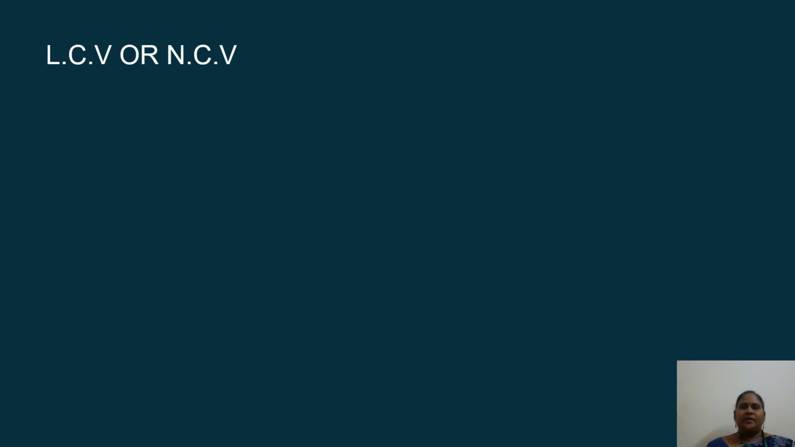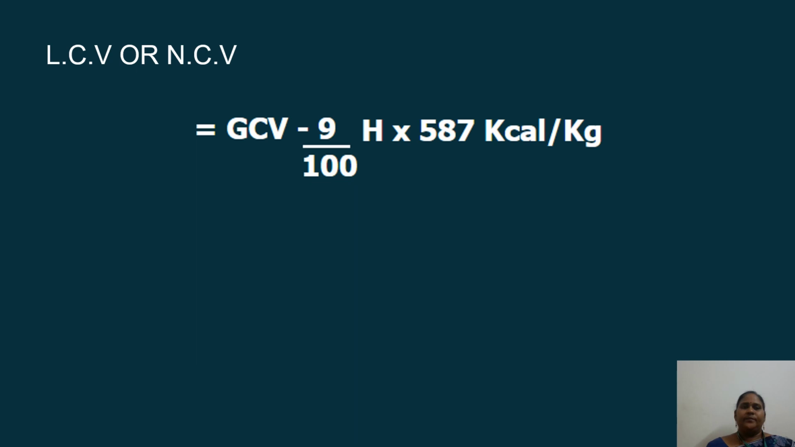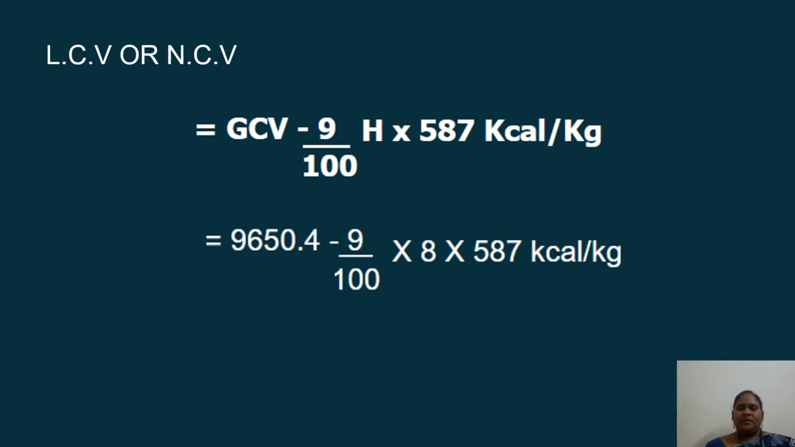Now we'll calculate the lower calorific value or net calorific value, which is given as GCV minus 9 by 100 H into 587 kilocalories per kilogram. The GCV value is 9650.4 and the percentage of hydrogen is 8, and hence upon substituting we'll get the value as 9227.76 kilocalories per kilogram.